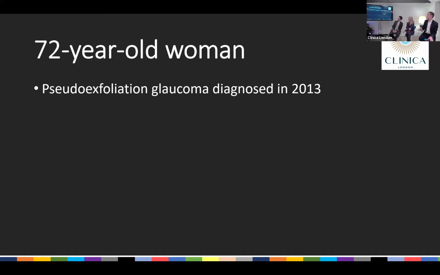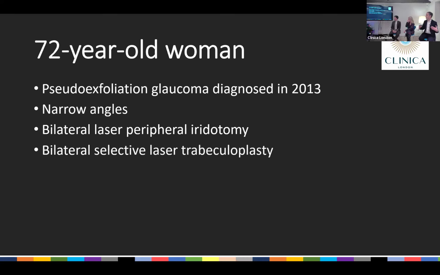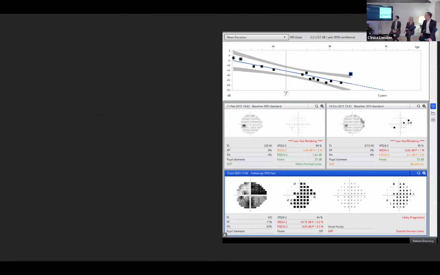This patient has pseudo-exfoliation glaucoma, which we know can be really aggressive. She had narrow angles because of the pseudo-exfoliation. They get loose zonules and the lens can come forward. So she's had bilateral laser iridotomies, and then when the angles opened, selective laser trabeculoplasty. But her intraocular pressures were really never above the normal range, and we suspect that they were spiking at other times.